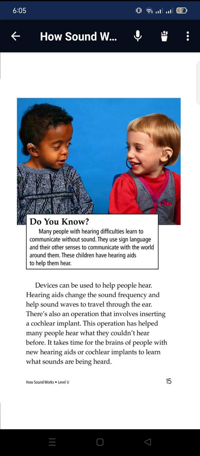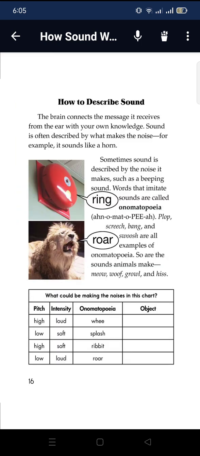Devices can be used to help people hear. Hearing aids change the sound frequency and help sound waves travel through the ear. There's also an operation that involves inserting cochlear implants. This operation has helped many people hear what they couldn't hear before. It takes time for the brain of people with new hearing aids or cochlear implants to learn what sounds are being heard.